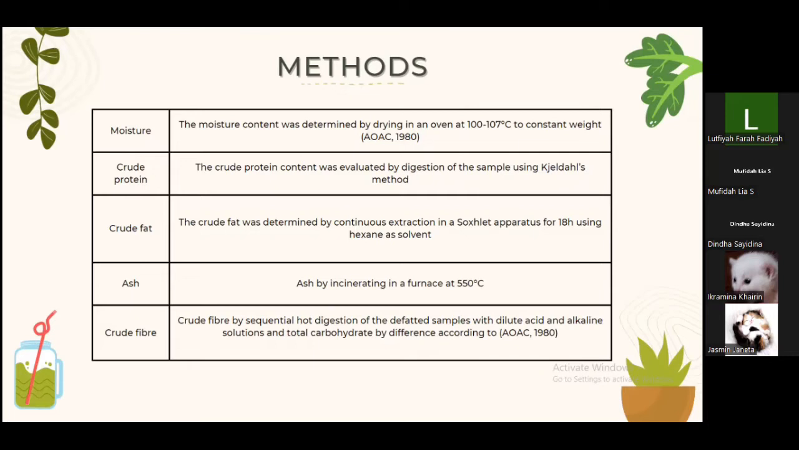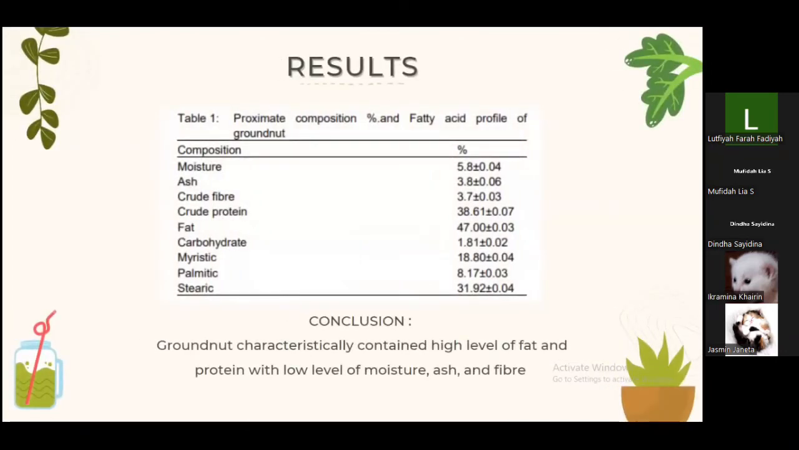The crude fat was determined by continuous extraction in a Soxhlet apparatus for 18 hours using hexane as solvent. And then ash by incinerating in a furnace at 550 degrees Celsius. And then crude fiber by sequential hot digestion of fatty samples with dilute acid and alkaline solutions, and total carbohydrate by difference according to AOAC 1980. And the results, we can see on table 1.